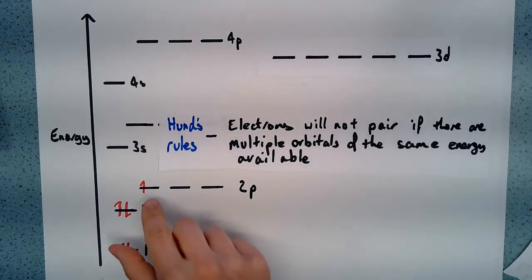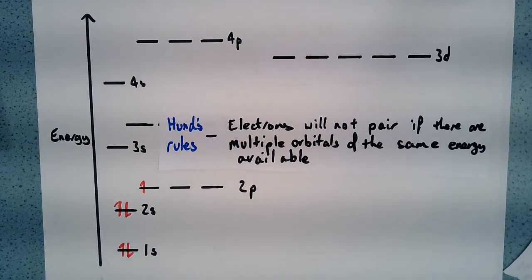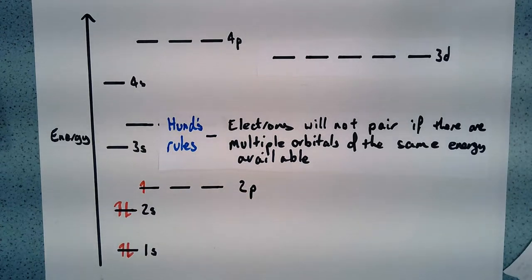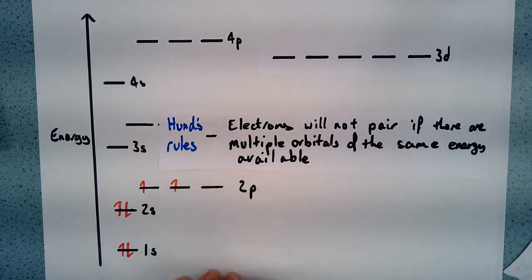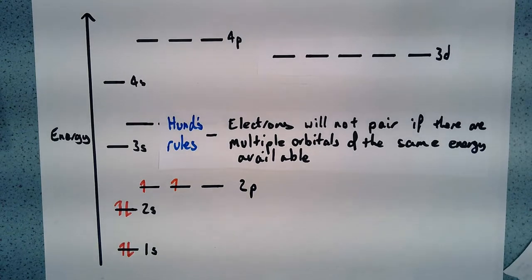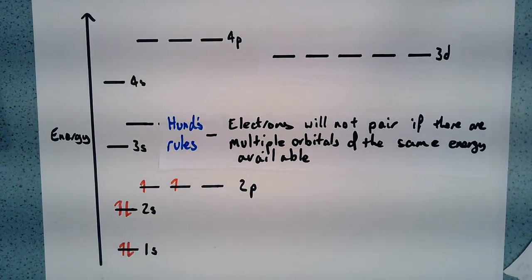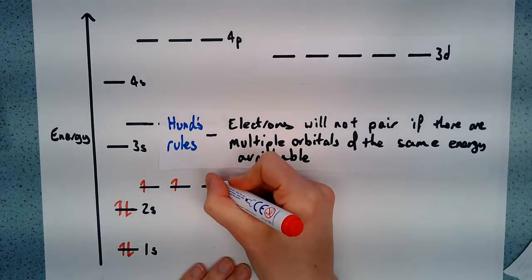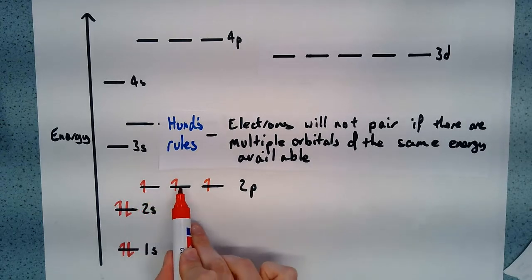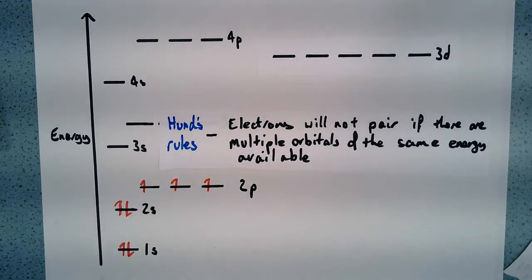And repulsion between them raises the energy. So when we get to carbon, we now put our next electron in the next p orbital, not pairing them up at this stage. And when we get to nitrogen, that one will go in here. We will have those all in separate orbitals.